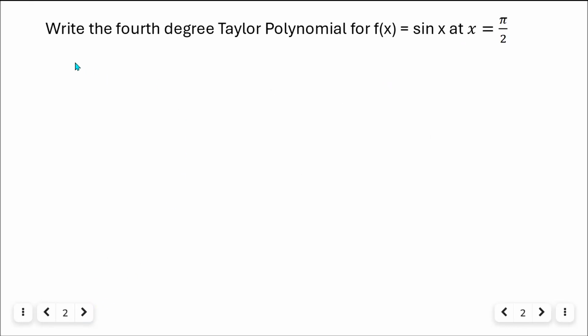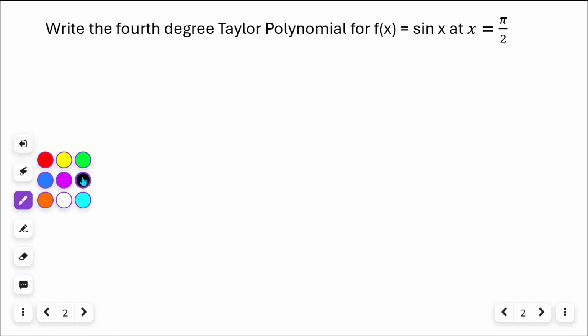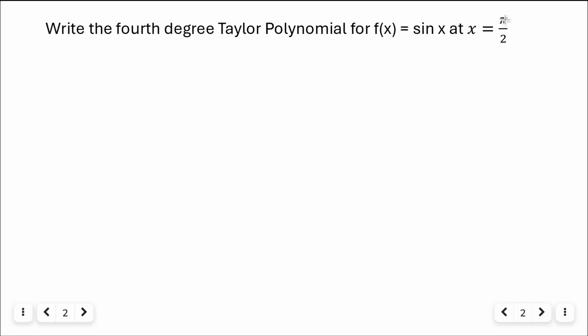All right, so the first thing we want to do is write the fourth degree Taylor polynomial for f of x equals sine x at x equals pi over 2. So this represents the center. So the center is pi over 2. That's what I mean by at x equals pi over 2.